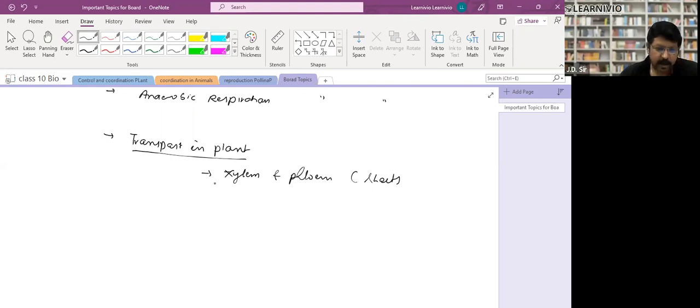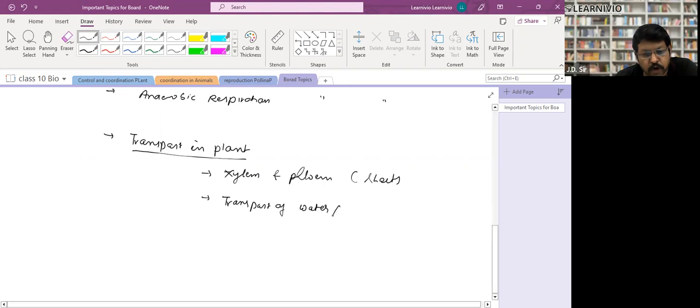And a long question which can be asked, a 5-marker question, is the mechanism of transport of water and minerals. That is long. That can be a long question.